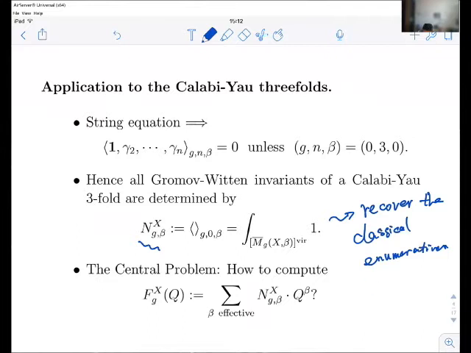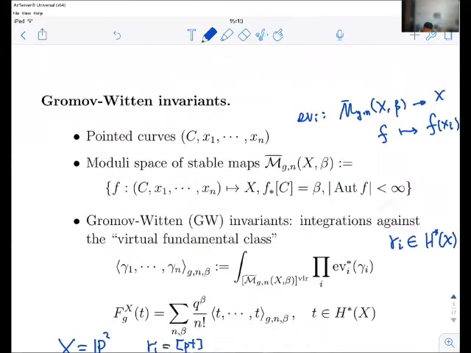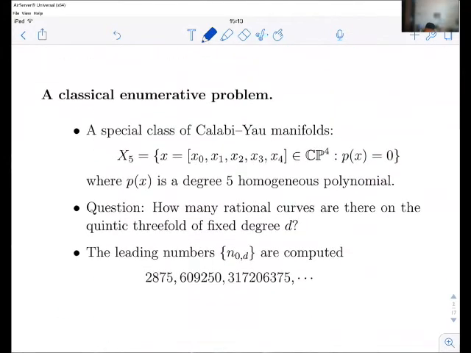Classical enumerative invariance, when the genus and the degree are both small. As I mentioned here, the classical problem is: how many rational curves are there on the quintic threefold?